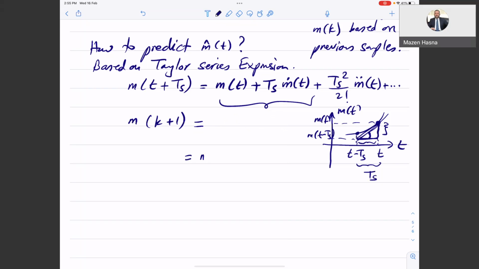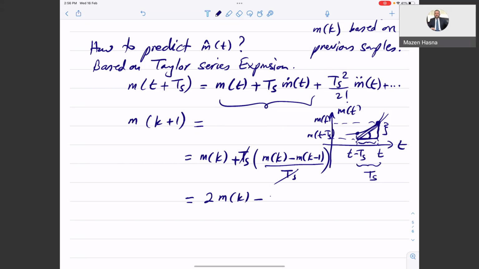this equals M of K plus TS, times M of K minus M of K minus 1, over TS. So this is basically 2 MK minus MK minus 1. So this is a very good estimator for the next sample. If you want to estimate MK plus 1, it's basically 2 times the current sample minus the previous sample.